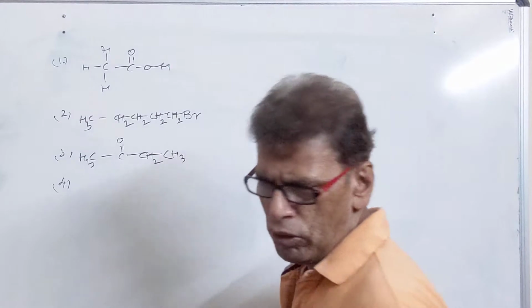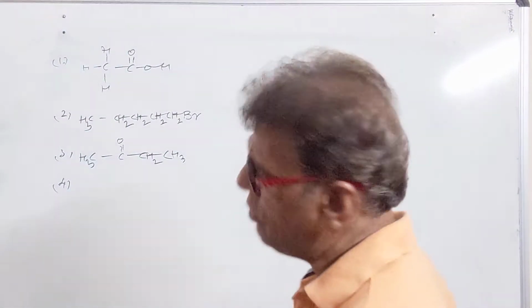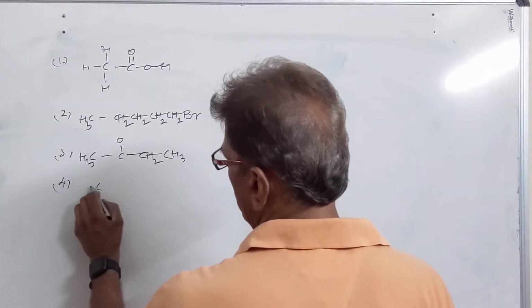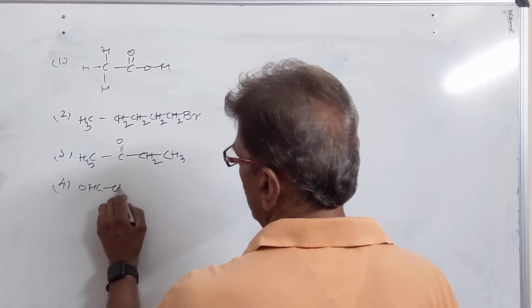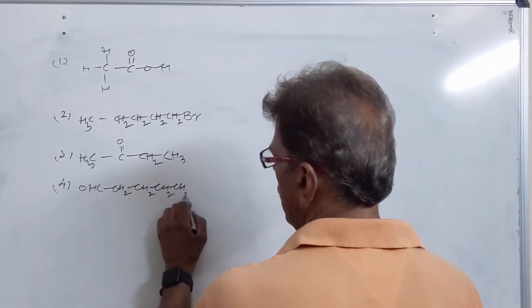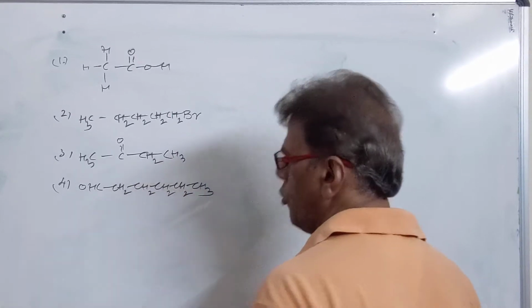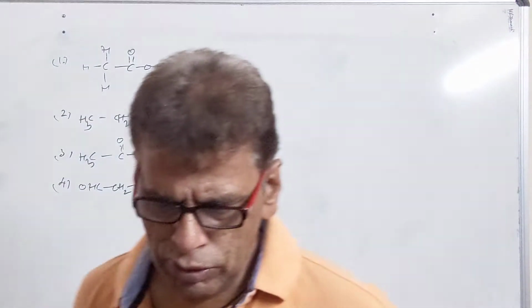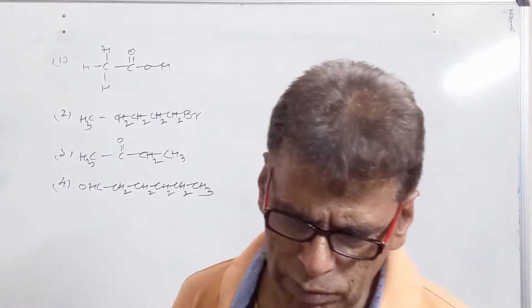Then we have the fourth part of it, that is, draw hexanal. Hexanal means a CHO group, and we have 4 CH2 groups attached to it. The last carbon is changed into a methyl group. This is hexanal. So these are the structures of different compounds.